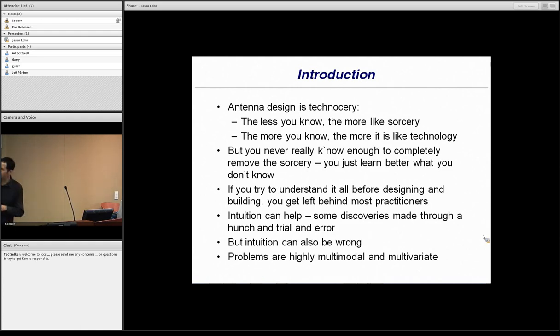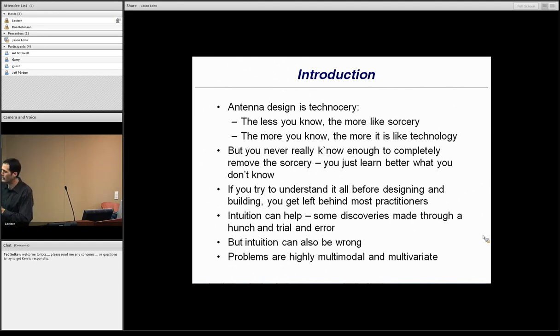Yeah, and just some points here: if you try to understand it all before, you can get left behind. Because in practical antenna design, it's what works that rules the day. Hey, that design worked for that application. If you want to spend weeks and months trying to understand why it did, you'll get left behind. Intuition helps, but it can also sometimes be wrong.